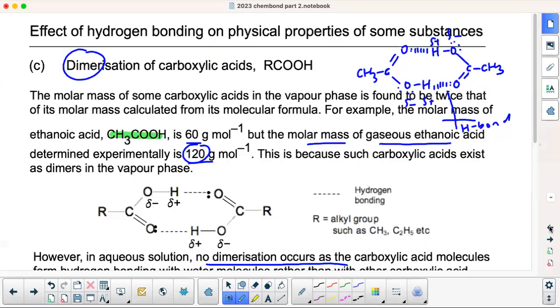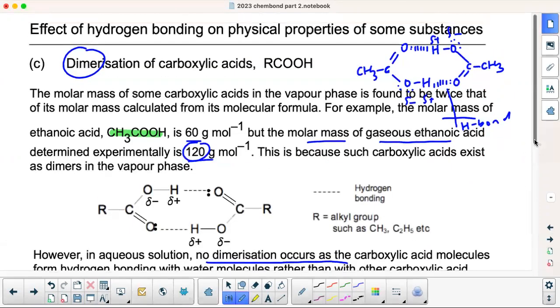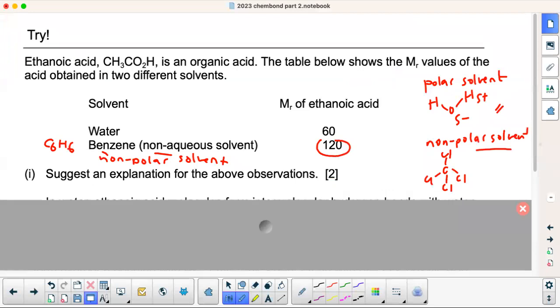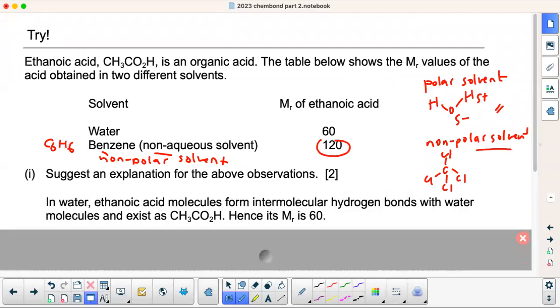Because it was 60, right? But what happens when you put it in benzene? You form a what? That's it, double. So in benzene it will form a dimer. In water, it will not form a dimer. In water, ethanoic acid forms hydrogen bonds with water, so it cannot dimerize. MR is 60.